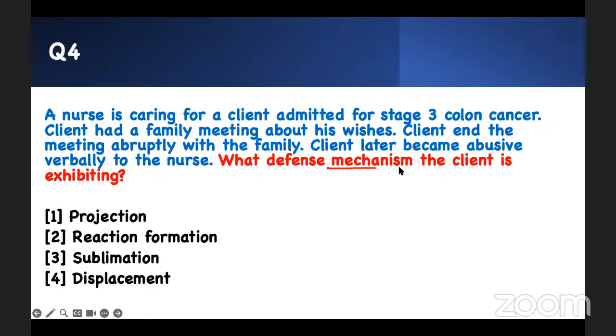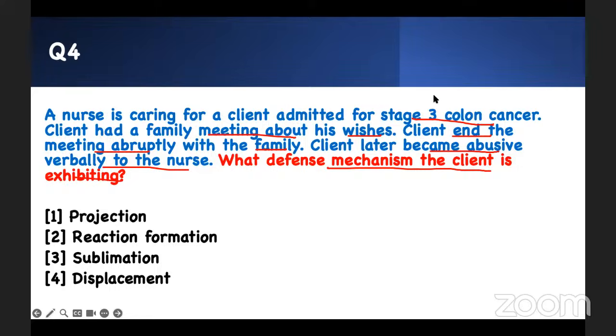What defense mechanism is the client exhibiting? A nurse is caring for a client admitted for stage 3 colon cancer. The client had a family meeting about his wishes. The client ended the meeting abruptly with the family. The client later became verbally abusive to the nurse.